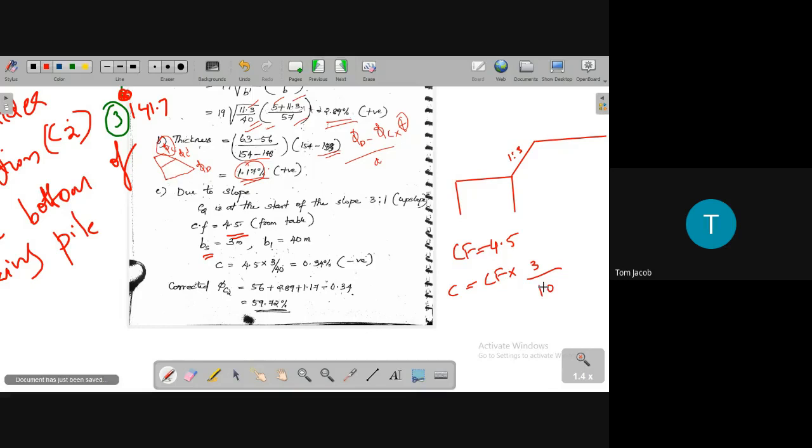That is 3/40, the gap between the 2 piles. Here the length of the slope, in the question, is given as 3 meters. That is the length of the slope. That is 3 divided by 40, which is equal to 0.34%.